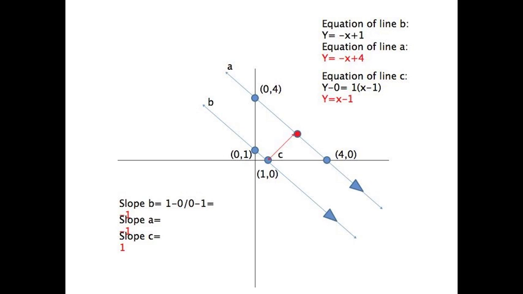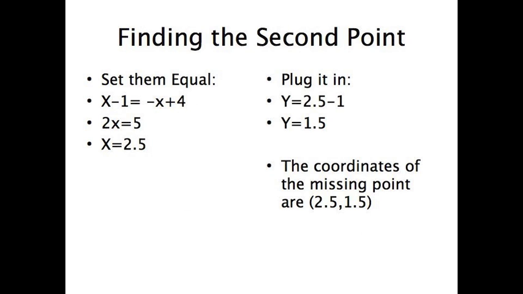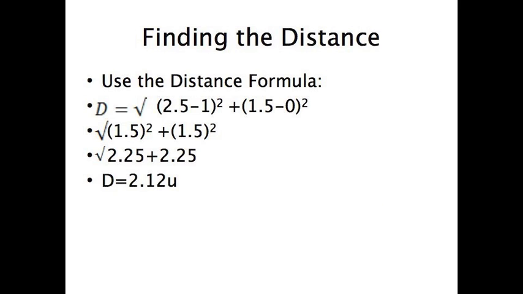To start, let's take one of the points we already have. Next, we have to find the equation of the line perpendicular to the parallel. To find the second point, we set the equations equal to each other and solve. Finally, we use the 2 points we found in the distance formula.